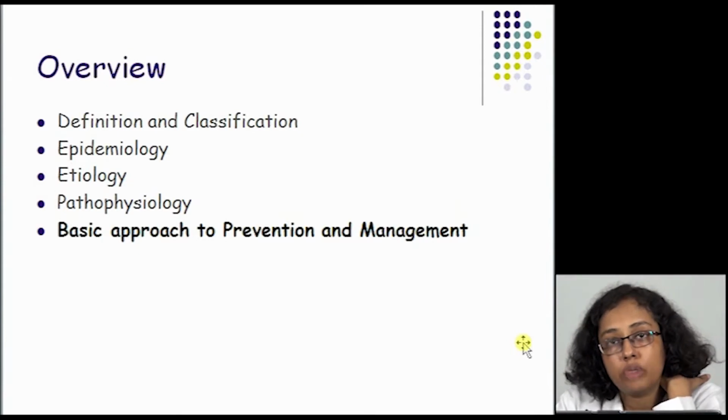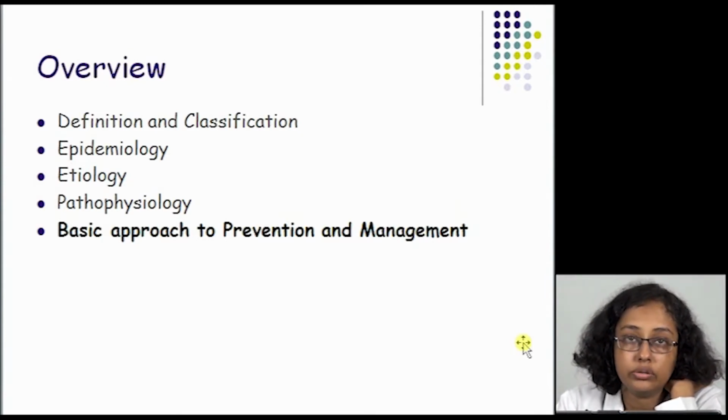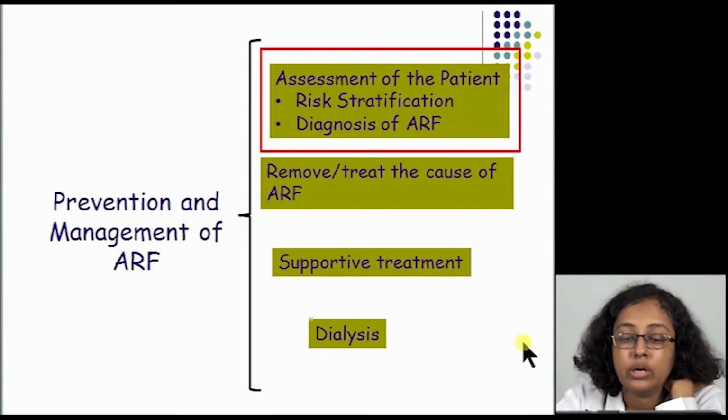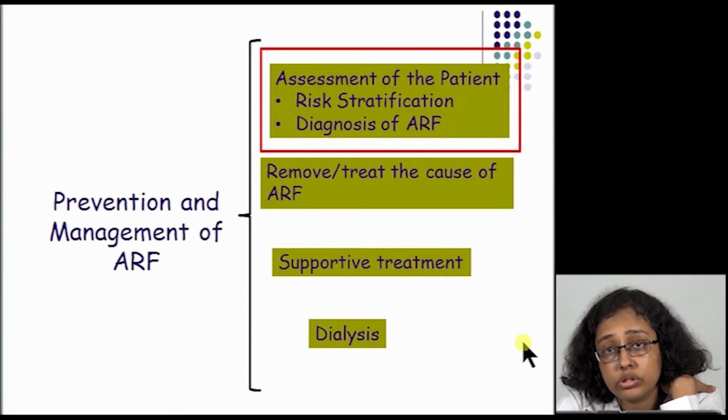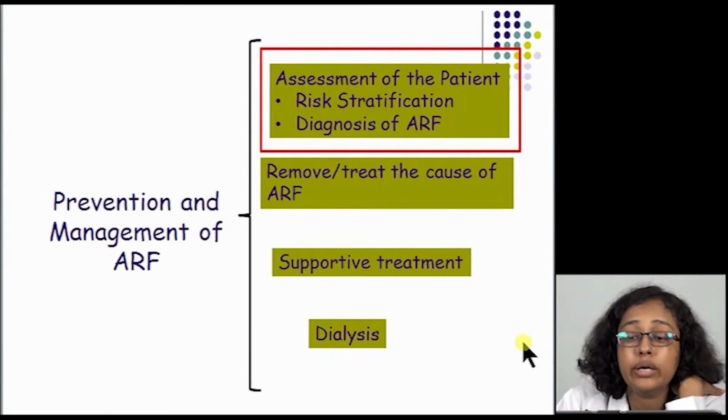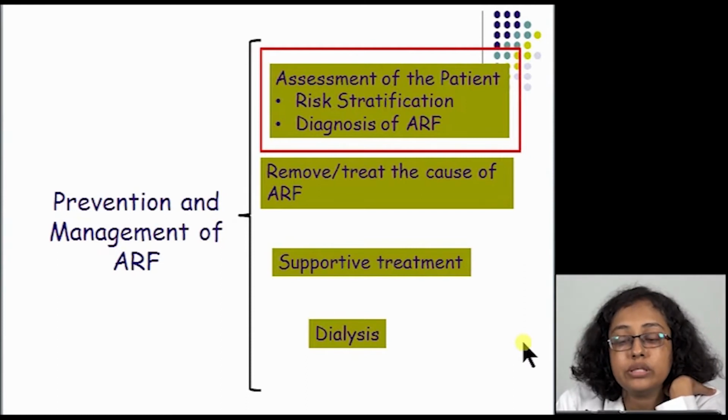So, having understood the common causes and how they lead to acute renal injury and acute renal insults, we look at a basic approach to prevention and management. When we talk of prevention and management of acute renal failure, it starts with assessment of the patient, risk stratification and diagnosis. So even before the patient actually develops acute renal failure, you start management by looking for risk factors. And then you go ahead and remove those risk factors if possible, or treat the causes, give supportive treatment, and if nothing else works, the patient needs dialysis.